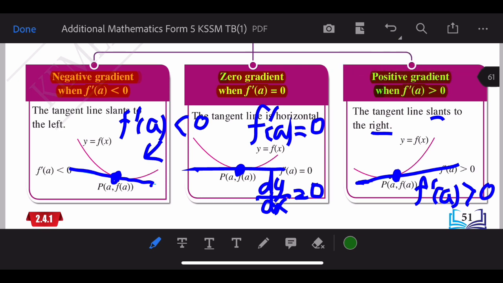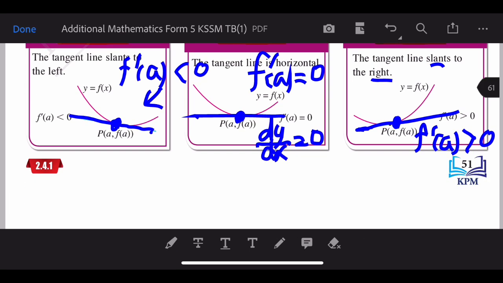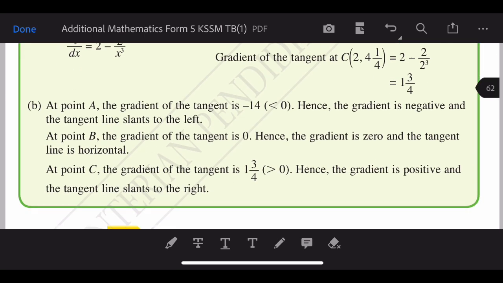Can you memorize? Okay, this is a very important concept. So we're going to apply this concept in solving the problem.